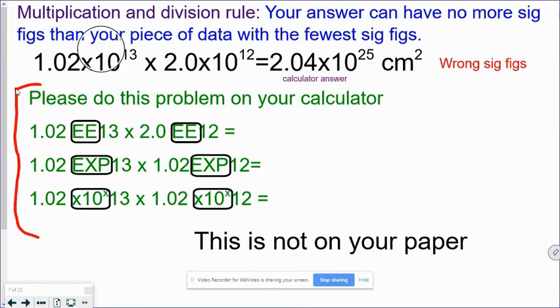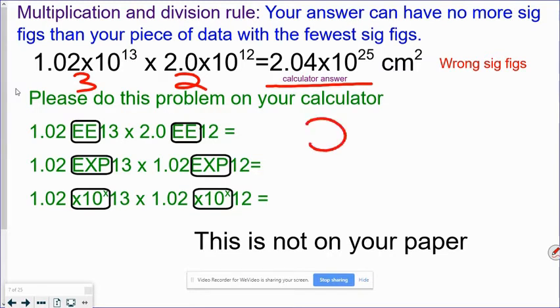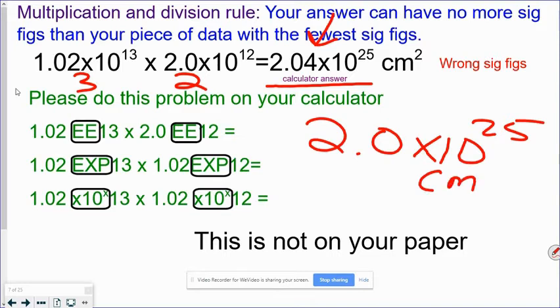So I'm assuming you paused the video, used your calculator, and you got this number on your calculator right here. And now we have to apply sig figs to it. Here we have 3 sig figs, here we have 2 sig figs, and our answer can only have the number of sig figs of our piece of data with the fewest sig figs. So in other words, our answer can only have 2 sig figs. So 2.0, I look at the third sig fig, it's a 4, so it means I round off, times 10 to the 25th centimeters squared. That would be the correct answer with the correct number of sig figs.